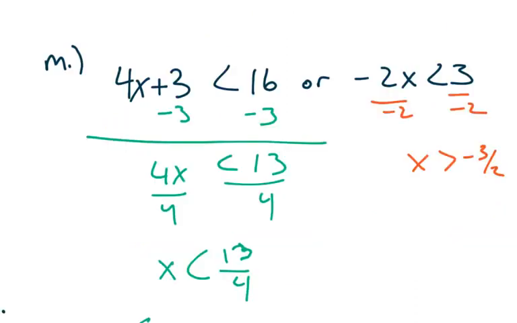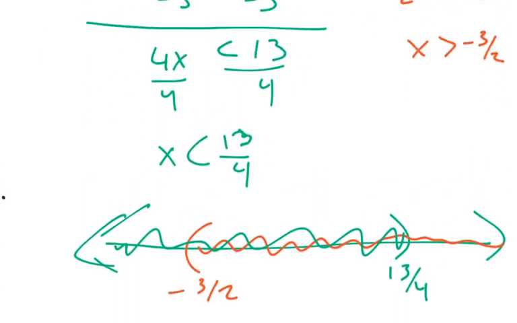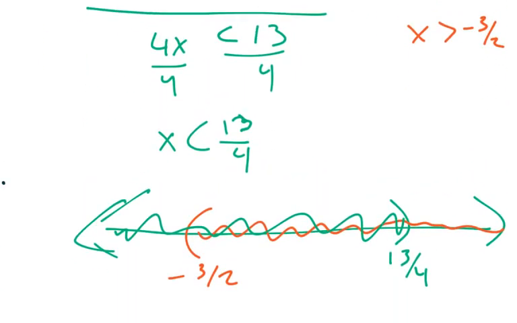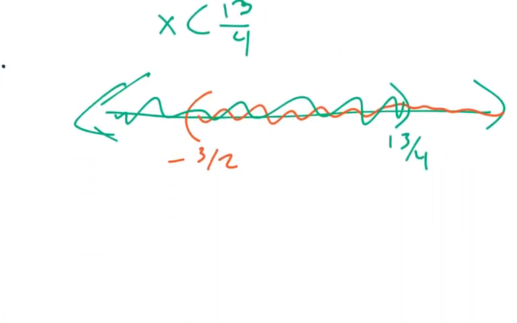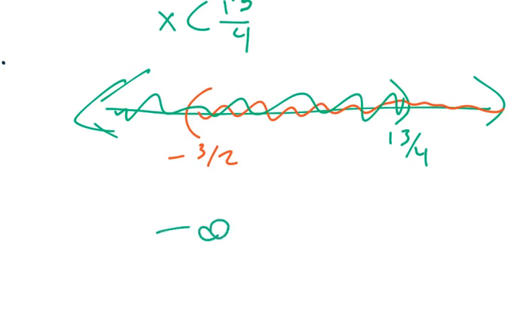So on the next one, I'm almost out of time. Just want to quickly show you that when you solve this one, what ends up happening is that you end up getting everything sort of shaded, and because it says or, that means your final answer is going to be -infinity to infinity. So hopefully that makes sense, and I'll see you in the next video.